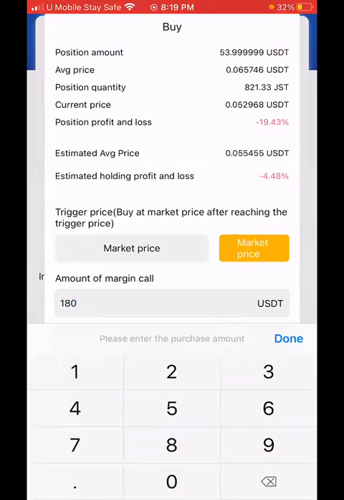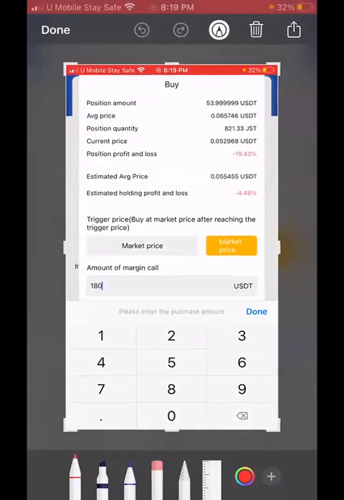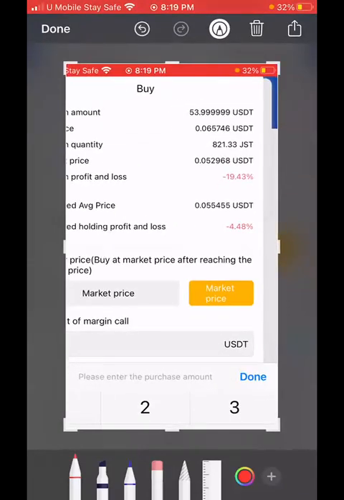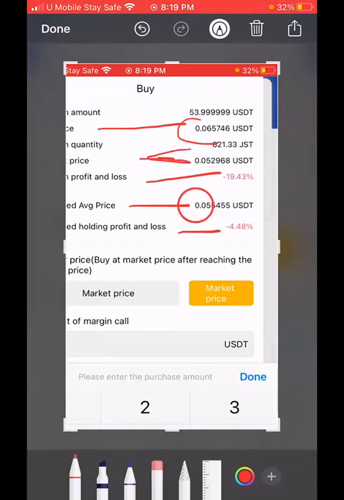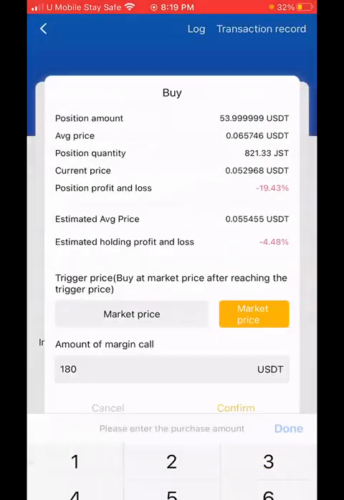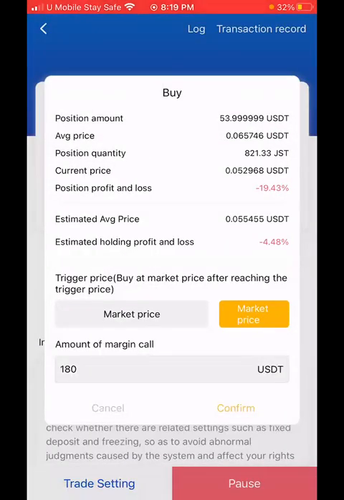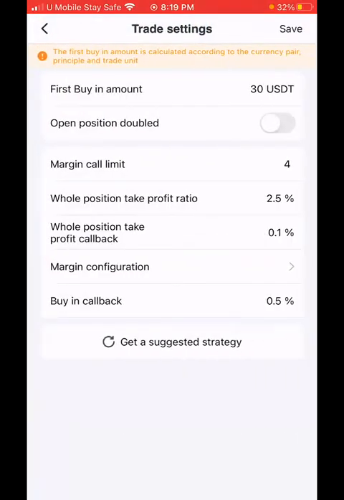Now, adding 180, which is the normal money management, I go here, put amount, I put 180. Did you see what has just happened in this coin? By putting 180, did you see that? This is my floating loss, has reduced to -4. This is the average price I bought this market. Now, it has reduced my average price from 0.6 to 0.05, bringing it close to the current price of this market.